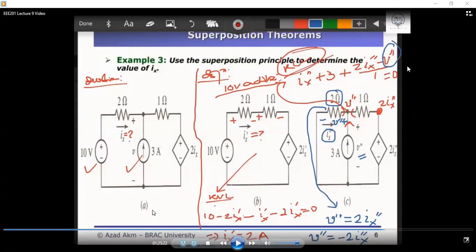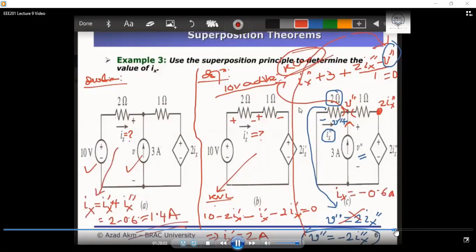Then the whole equation will be in terms of Ix double prime, and you can find the answer. Look at it. Now substitute this value into this equation. So is it 0.6 ampere? You are one step ahead. I think that should be great.